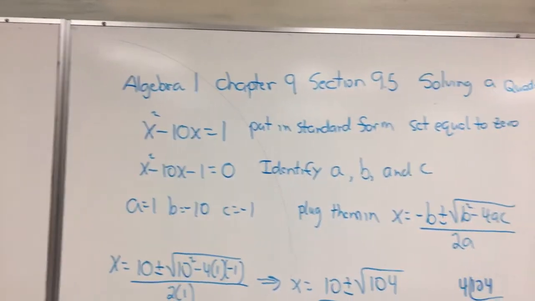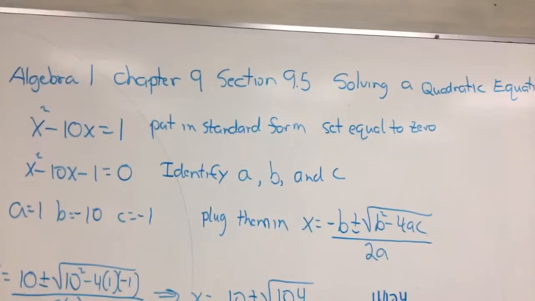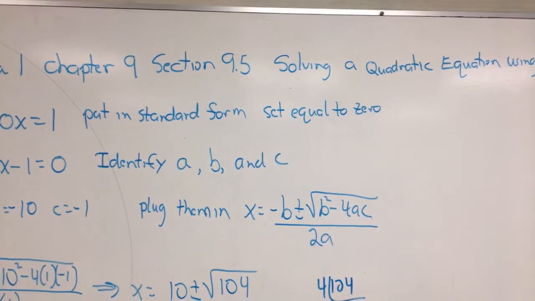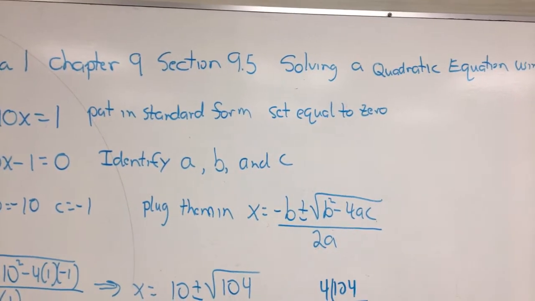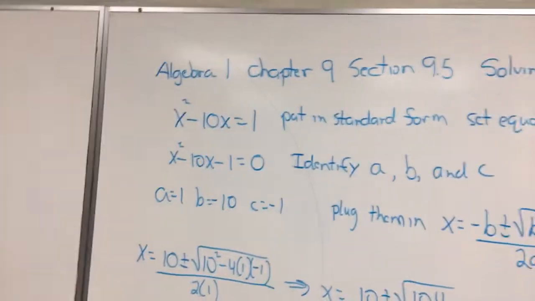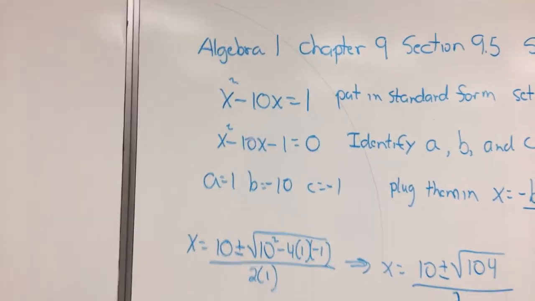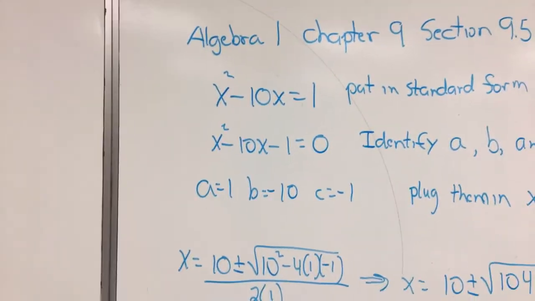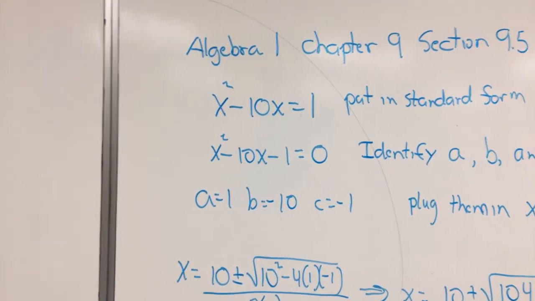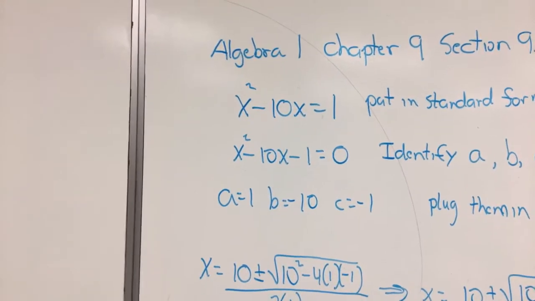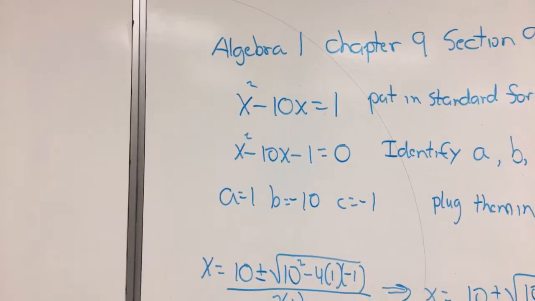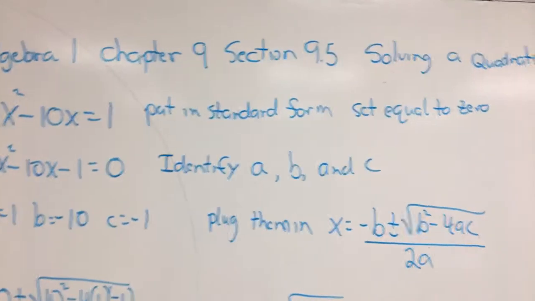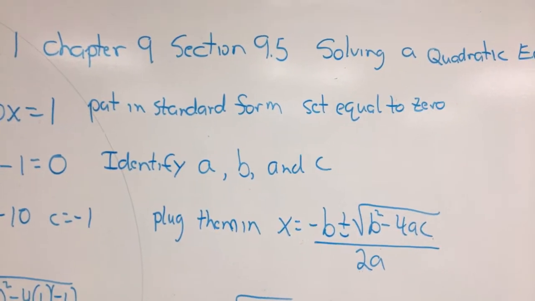Now, the first thing you're going to do, you're going to put this in standard form and set it equal to 0. Standard form, set equal to 0. So what do you have to do to put that in standard form and set it equal to 0? You need to subtract 1 from both sides. So now you've got x squared minus 10x minus 1 is equal to 0. Is it in standard form? Yes. Step 2, identify your a, b, and your c.